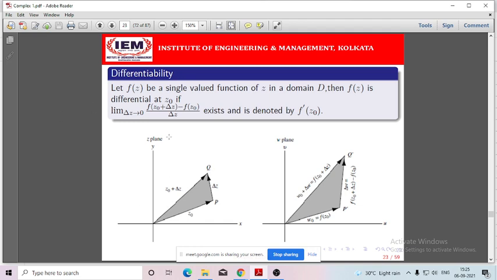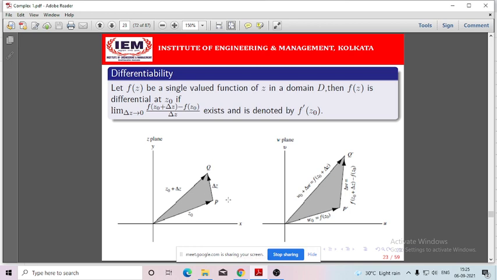So here, if I consider the independent variable z, z has two components: one is the real part and another is the imaginary part. And the dependent variable f(z) also has two components: one is u, another is v. So we are considering the z-plane as the independent plane, and another plane, the w-plane, as the dependent plane. Then we consider a point P, whose position vector is z0. That means this point P is denoted by the complex number z0, with real part x0 and imaginary part y0.